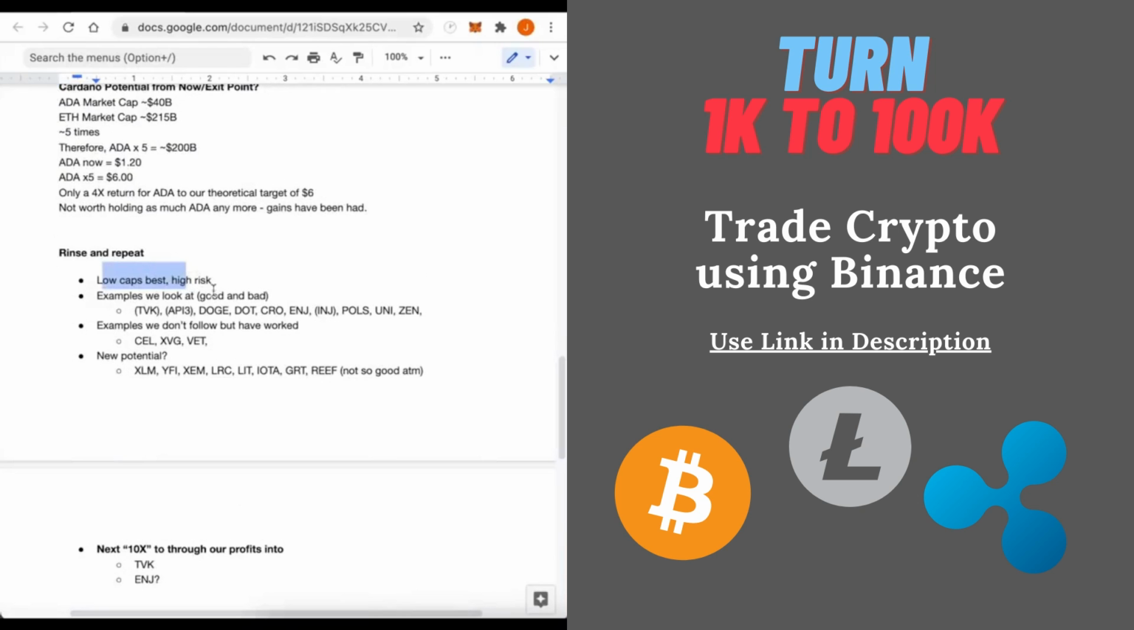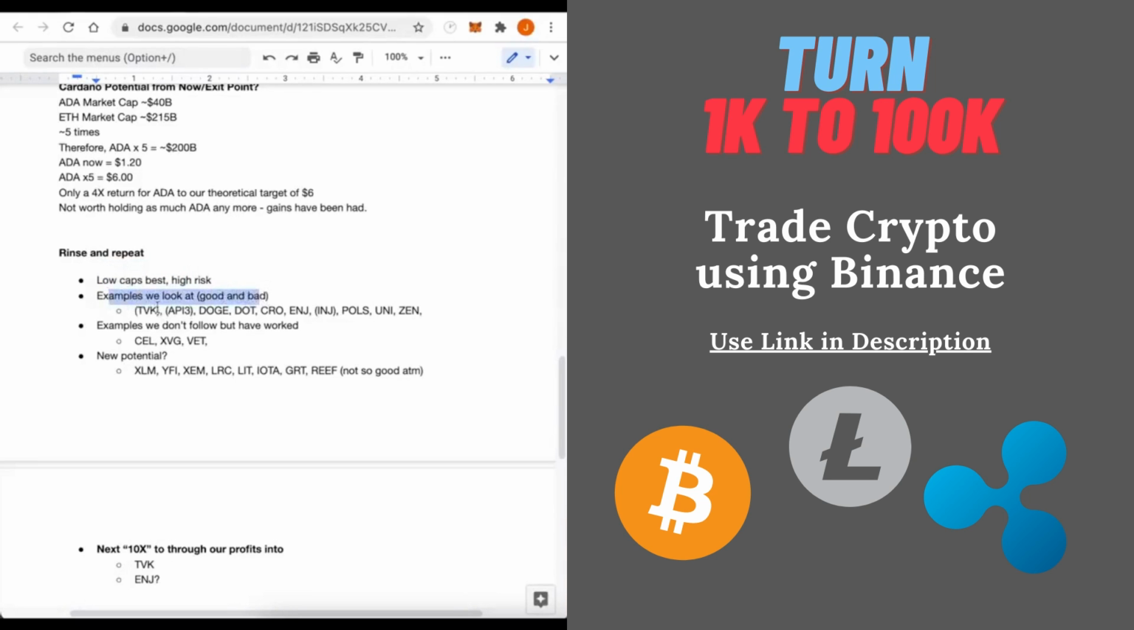Low caps are best, but now it's high risk. We had Cardano in 2020, we had Ethereum, the bear market where no one wanted to buy in. Everyone was looking at stocks and still too scared to do anything because COVID was running rampant across the world, but they're the best times to get in.